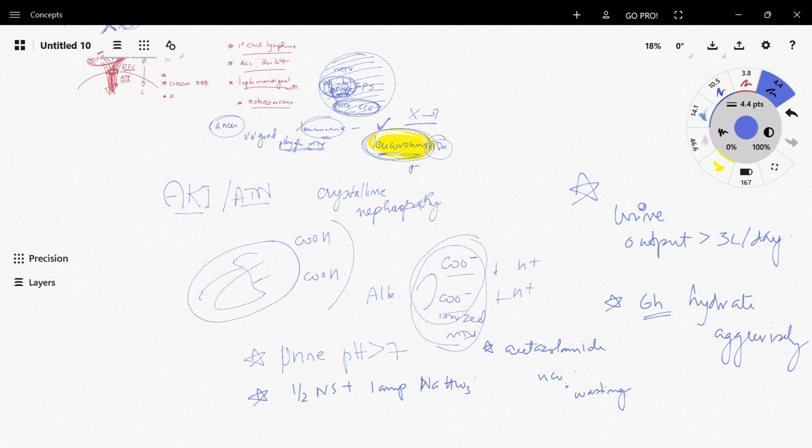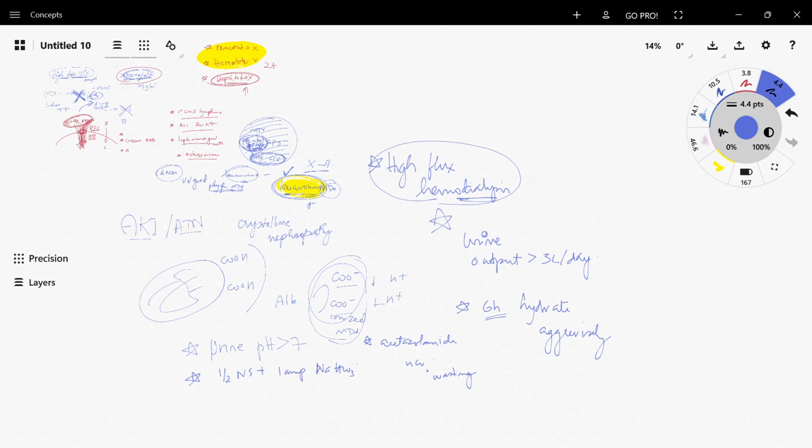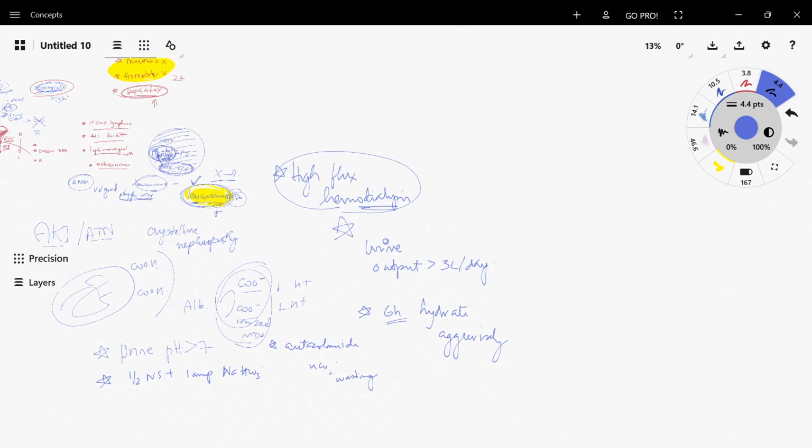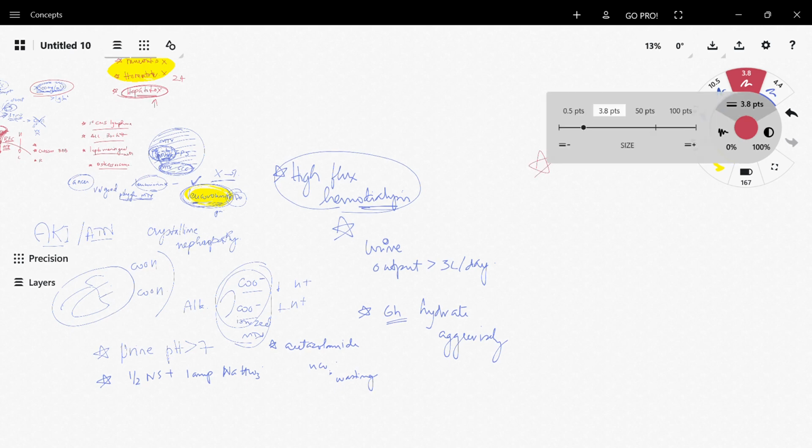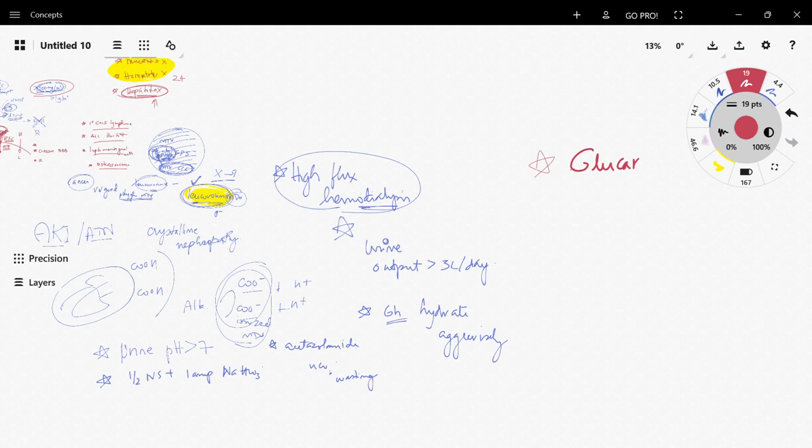Now there's also high flux hemodialysis, which is an important one, that can also be helpful in removal of methotrexate from the body. Now, one thing that I have to discuss is this drug called Glucarpidase. This is an enzyme that acts on methotrexate directly, and it converts it into non-toxic substances, right?